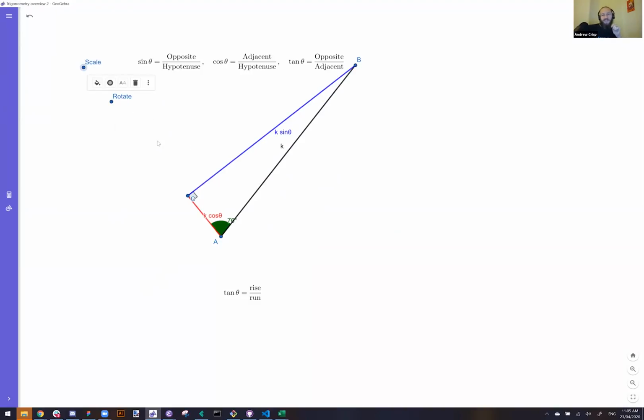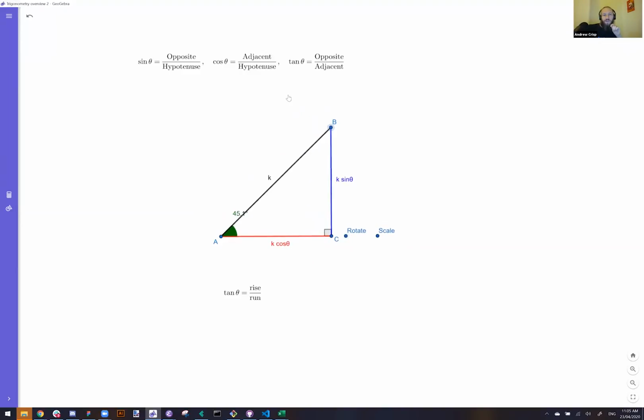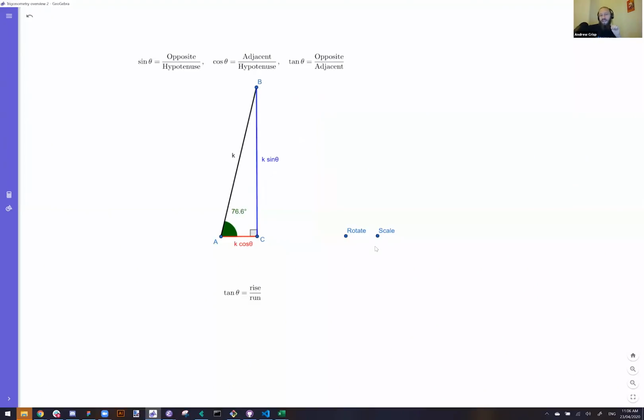But with any triangle, so this has got 76 degrees, we can always rotate the triangle so that the 76 degrees looks like that, so that we have the angle in the bottom left, and then we have the run and the rise.